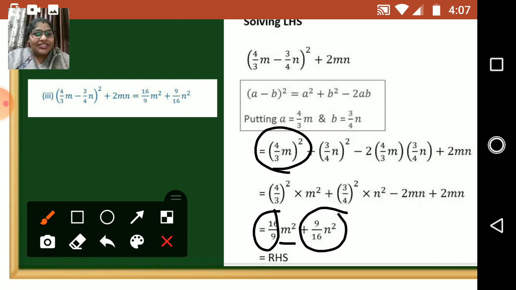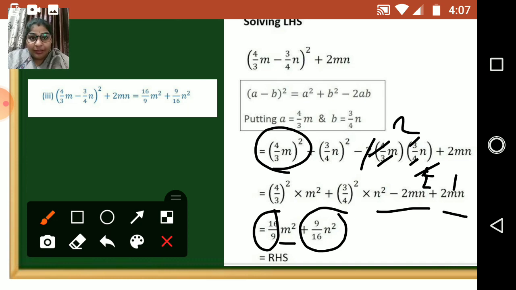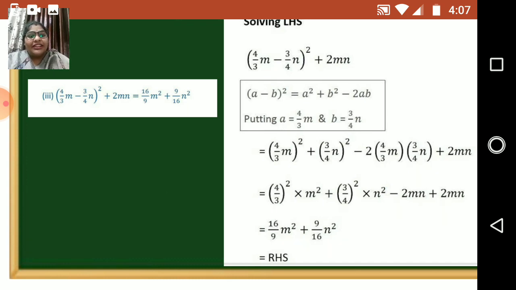Now coming to this side, children, 2 2s are 4. The 3s get cancelled. Here 2 is left. So negative 2mn is left, and here positive 2mn. So this negative 2mn and positive 2mn get cancelled and here will be 0. So only the remaining terms are 16/9 m square plus 9/16 n square. I hope that was clear.